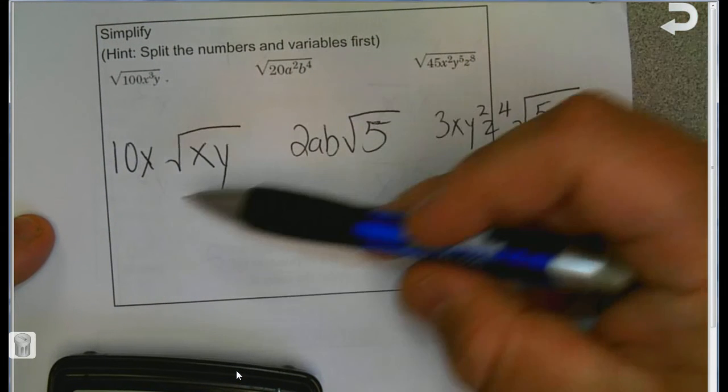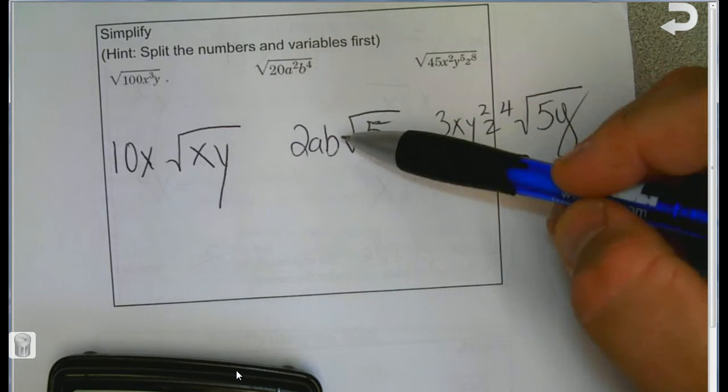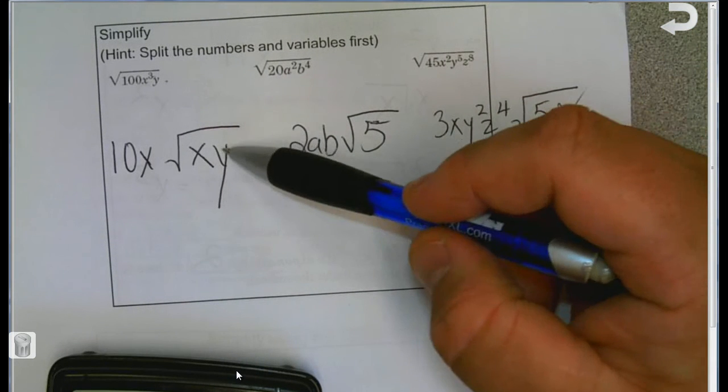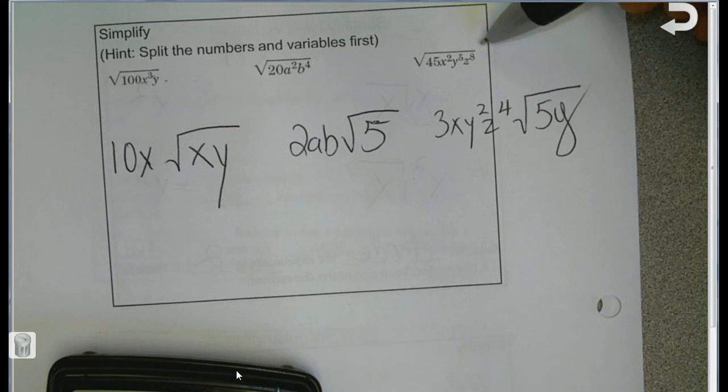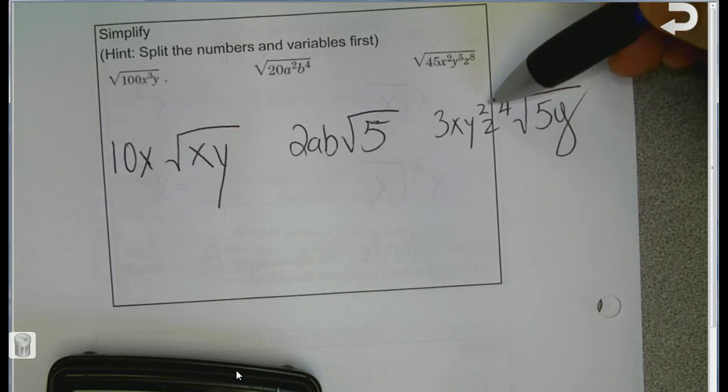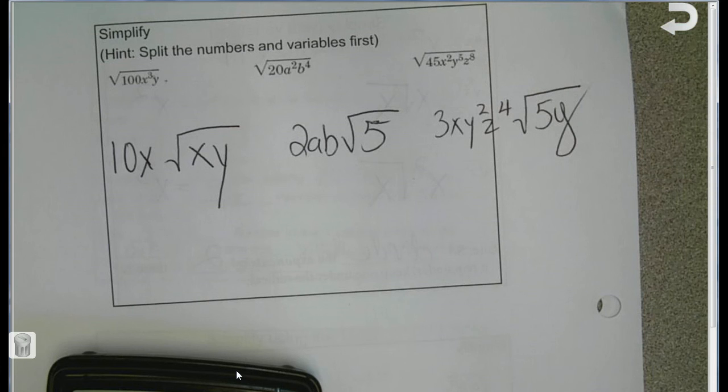Okay. So I got 10x times the square root of xy was the one we did together. For the square root of 20 a squared b to the fourth, I got 2ab times the square root of 5. And then for the square root of 45 x squared y to the fifth z to the eighth, I got 3xy squared z to the fourth times the square root of 5y.